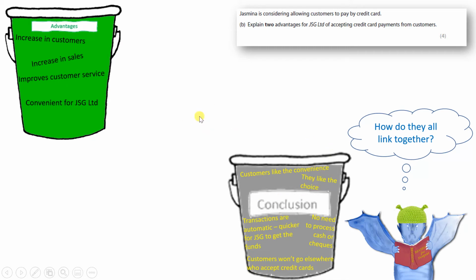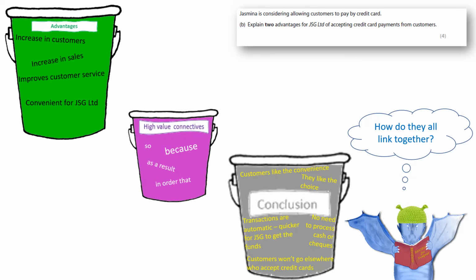For example, the first one, customers like the convenience. If we go back to the green bucket and look at, well, what on earth does that link to over there? If customers like the convenience of using a credit card, remember it's a credit card question, then they're going to keep going back there, aren't they? So that is then possibly the first one, an increase in customers. Now, I've looked at that backwards to try and make the links. Your job is to make a fluid, coherent sentence. Well, that's obviously the job for the connectives.